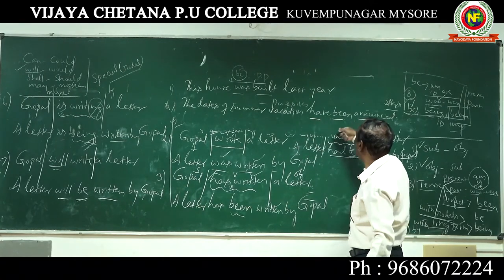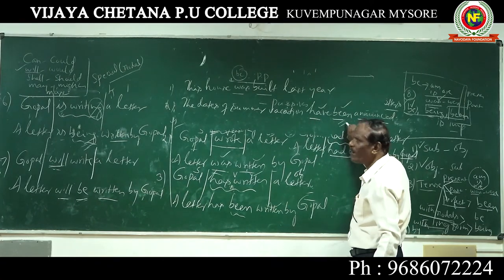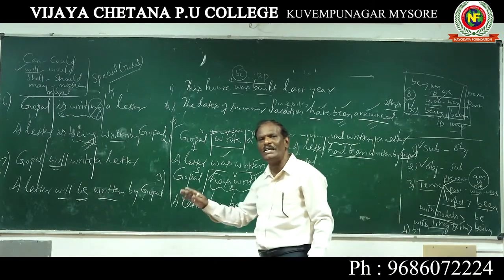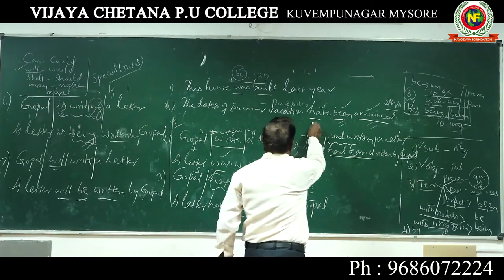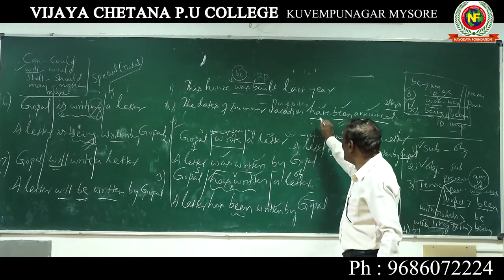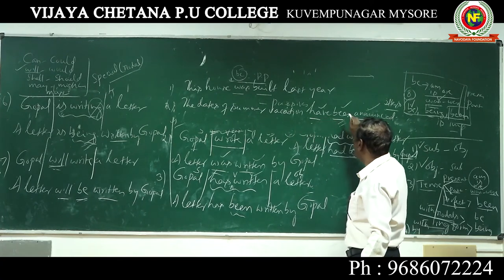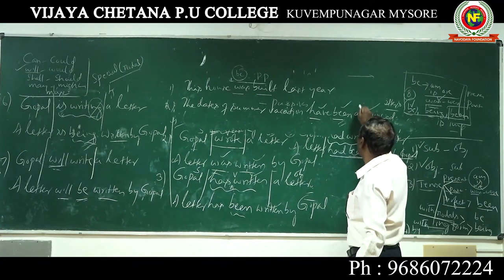Have been announced. Look at this: have been. We follow it with a past participle. So the action is highlighted. What is done? Summer holidays have been announced. This is the perfect tense; a perfect verb is there. Have is followed by be and then the past participle, a passive structure.